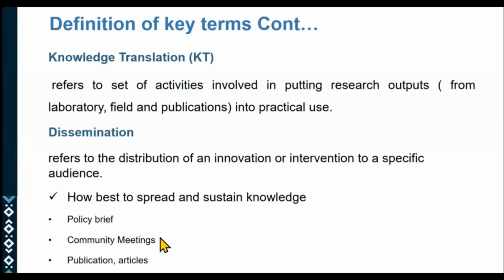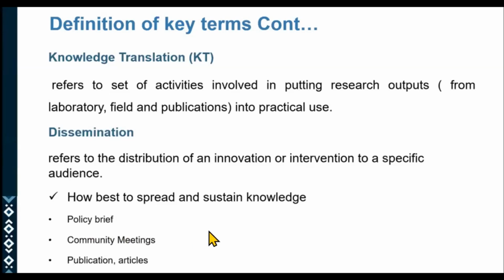Community meetings. Maybe we carried out a research in a community where the use of mosquito nets was low. We're going to be using mosquito nets throughout that example. And then you want to tell these people what you found out during the study. You can organize a community meeting where all of these people come and you tell them what you found out during your study. You also have the form of publications through articles, which is most common, especially for researchers.